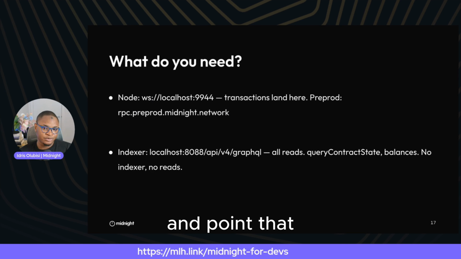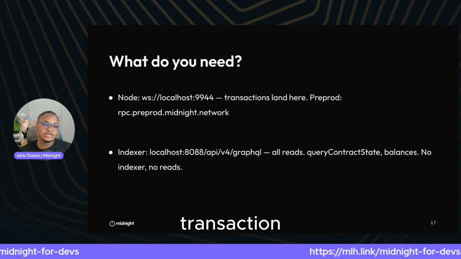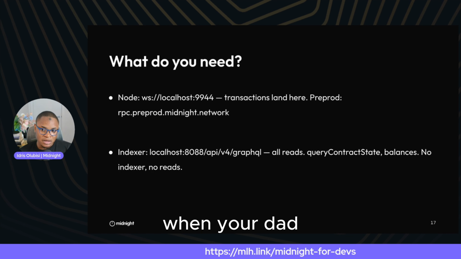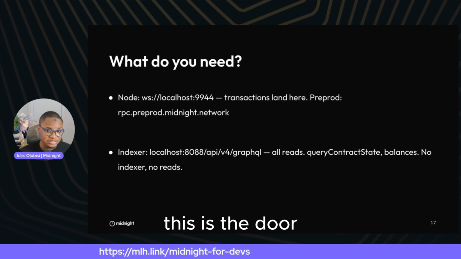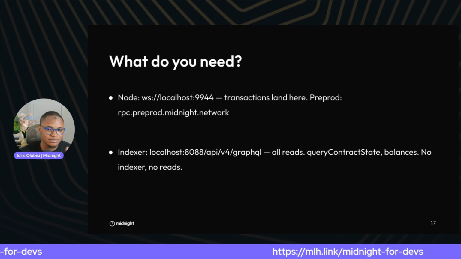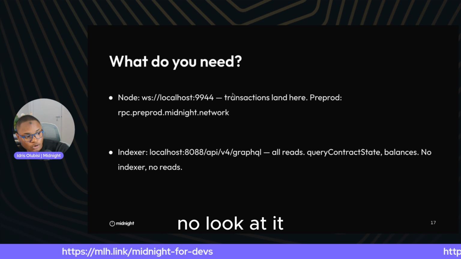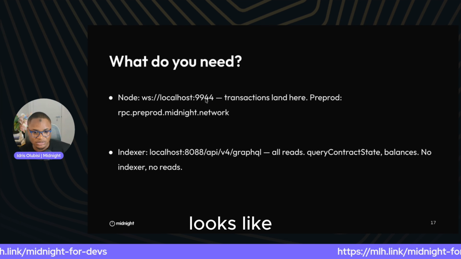There are 3 core endpoints that you need to talk to as a developer. The first one is the node, which is where your transaction lands. When your dApp wants to submit a transaction, this is the door. If you are not running locally and you want to hit the Midnight public preprod, you can point at this RPC. But if it's a node locally, then this is what the endpoint looks like.